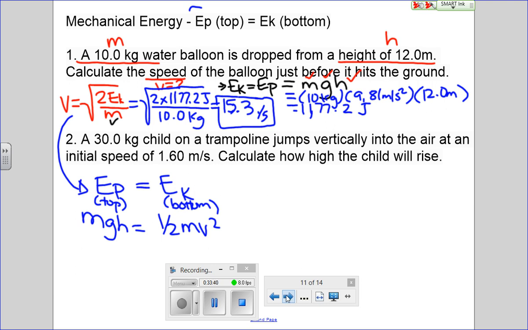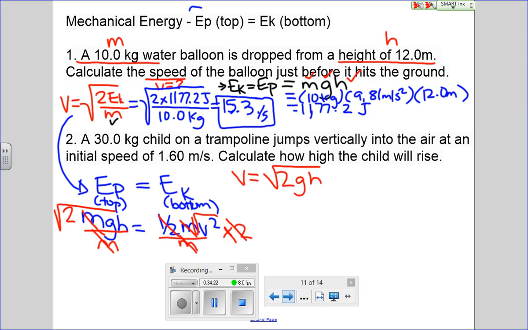Since m is on both sides, I can just get rid of it. What I'm actually doing is dividing both sides by m. So I don't even actually need to know the mass of the object to answer this question. It's there, but I'm not going to use it. I also need to get rid of this 1/2, so my solution is to multiply both sides by 2. I need to get rid of the power of 2, so I do a square root. The result is that speed is the square root of 2 times g times h.